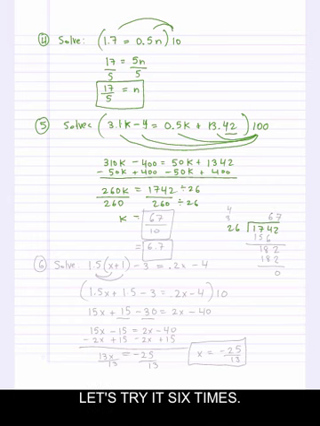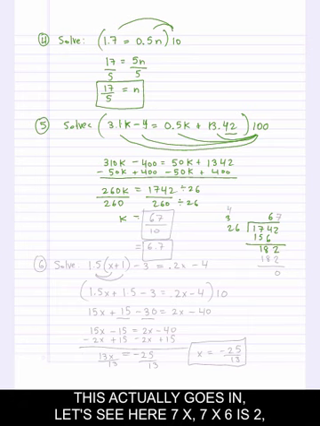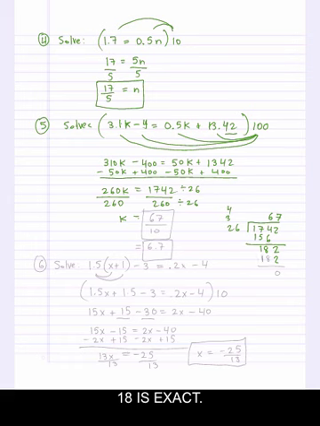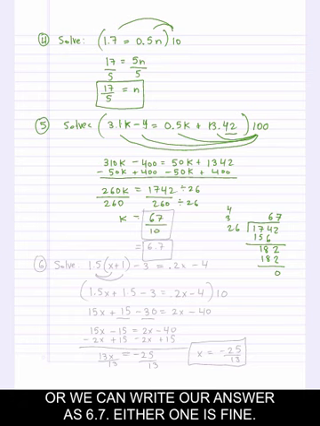26 goes into 17. Let's try 6 times. I end up with 18 here. Drop the 2. This actually goes in, let's see here, 7 times. 7 times 6 is 42. 18, it's exact. So actually, we end up getting 67 over 10. Or we can write our answer as 6.7. Either one is fine.